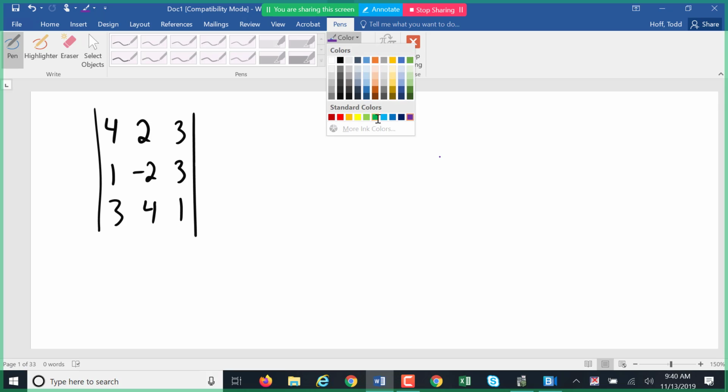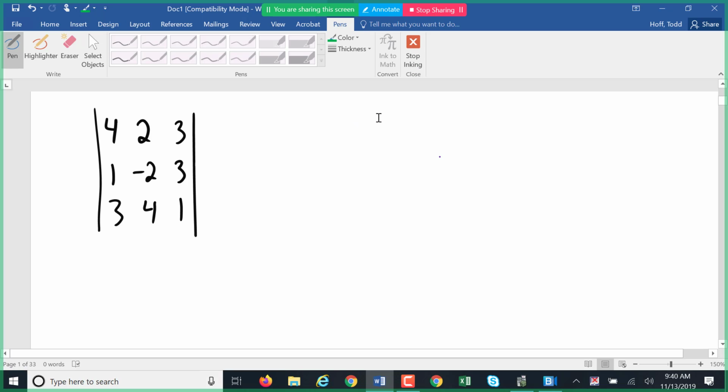So what we do, the down diagonals, there is a down diagonal for every entry in the top row. So we start with the first entry of the top row and we do a down diagonal. That would be 4 times negative 2 times 1, which makes negative 8. The second entry of the top row is the 2. So we do a down diagonal, 2 times 3.